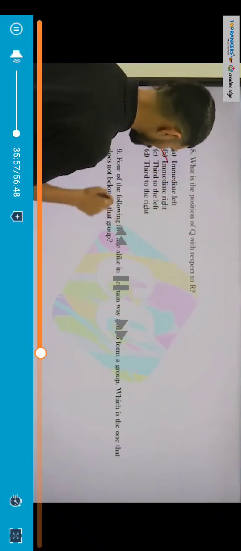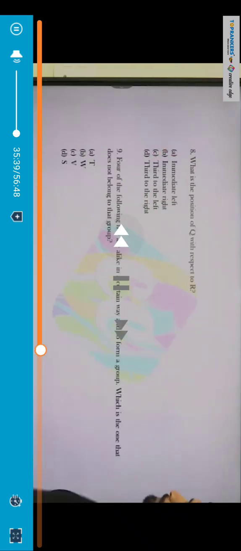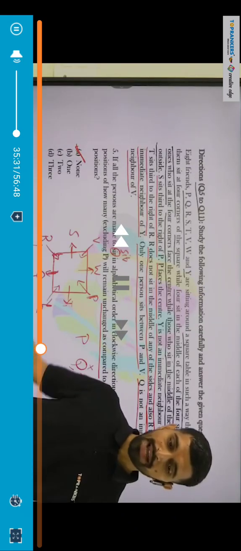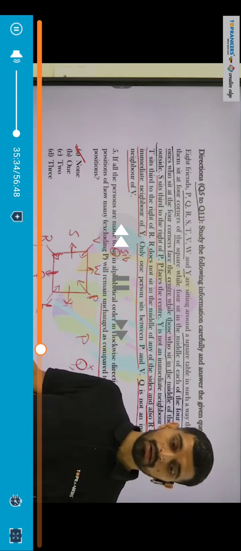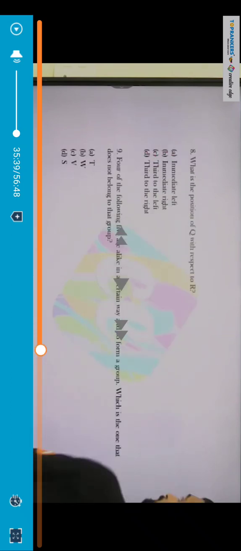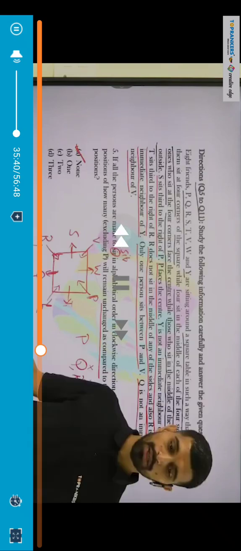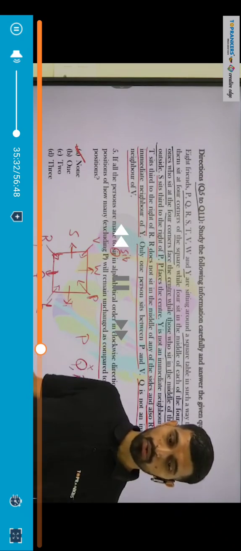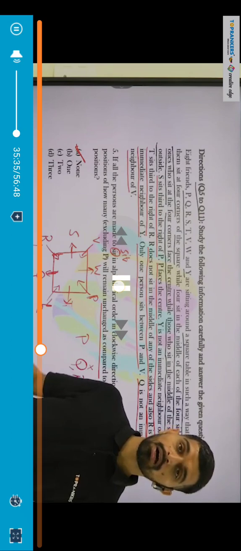4 of the 5 are alike. So basically 3 of the 4 are alike. Immediate right, Y के respect में Q का position is immediate right.